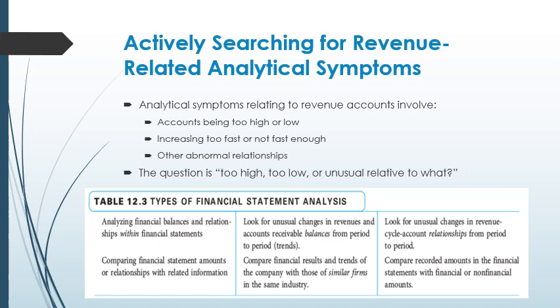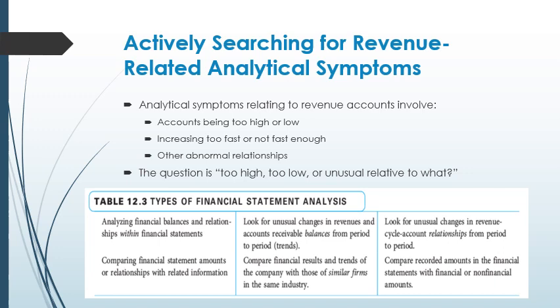So specific analyses that are conducted usually include, from this table here from the textbook, you can start on the left column and see that it usually includes analyzing financial balances and relationships within financial statements, or comparing financial statement amounts or relationships with related information. There are two common ways of performing a within-statement analysis, which include looking for unusual changes in account balances from period to period and relationships from period to period.